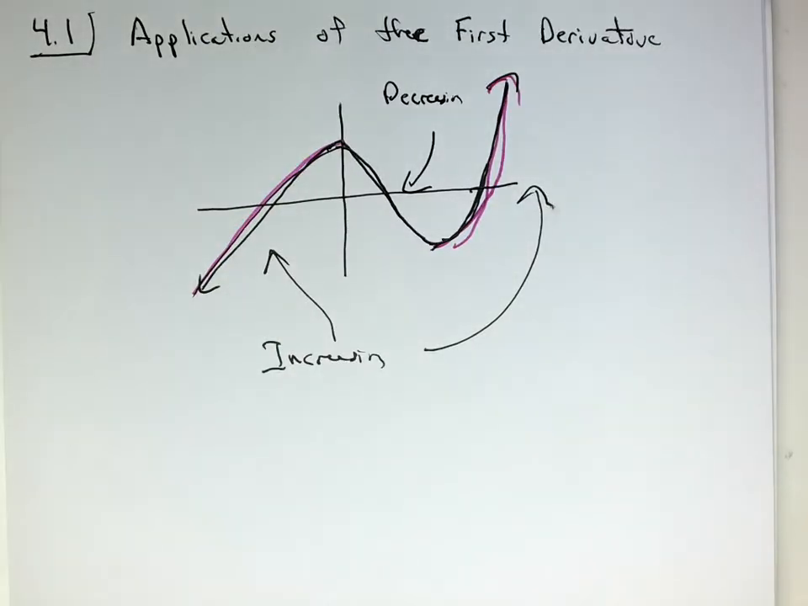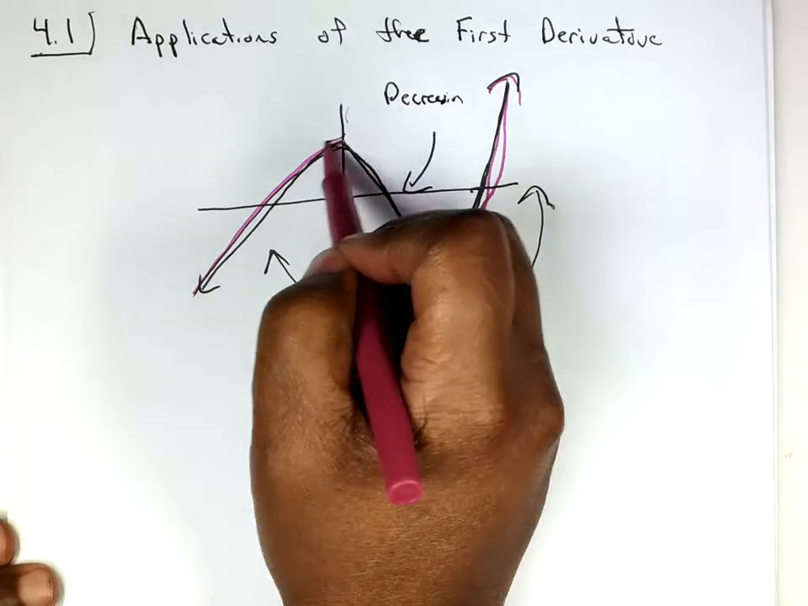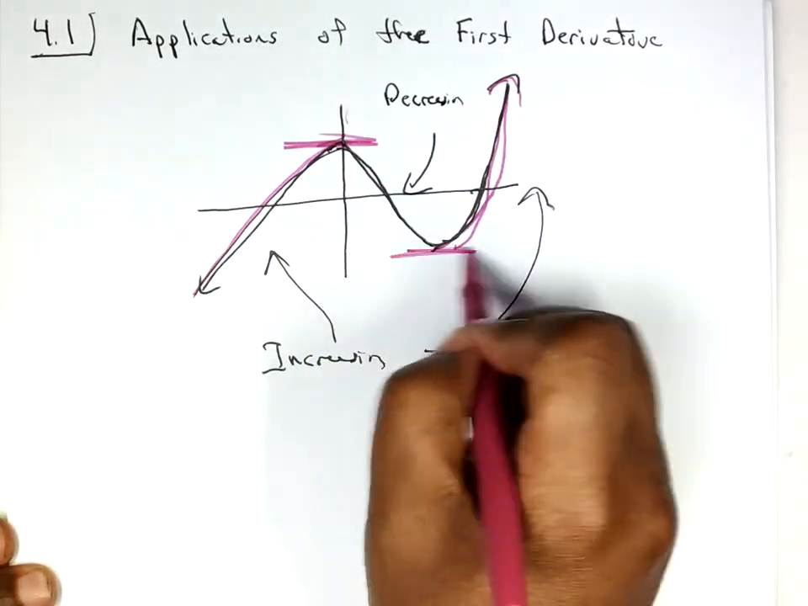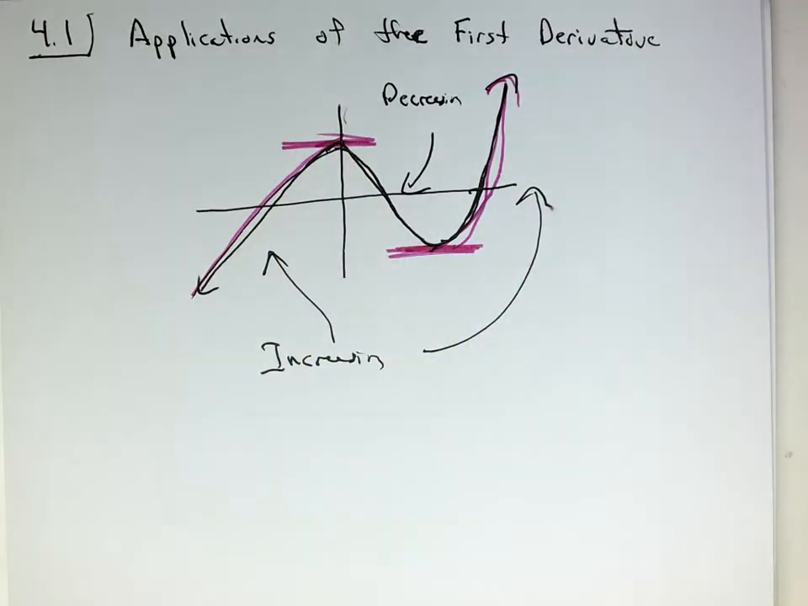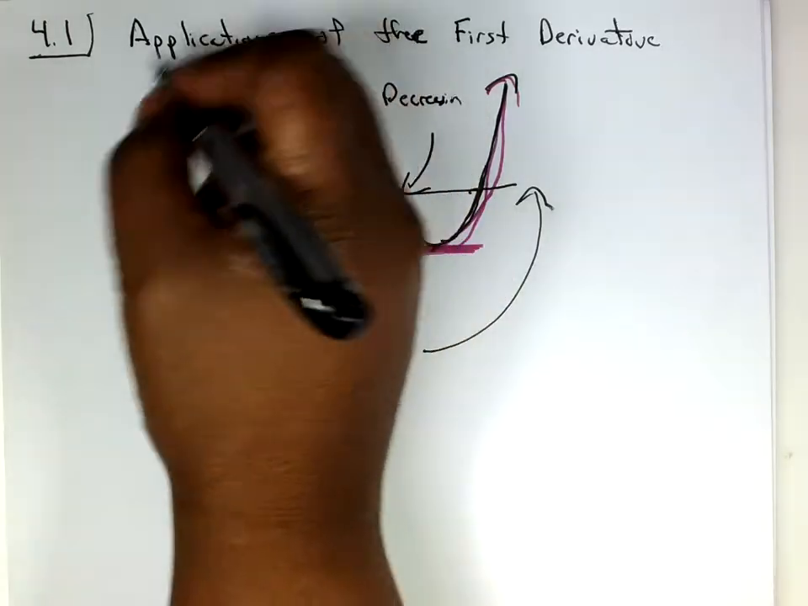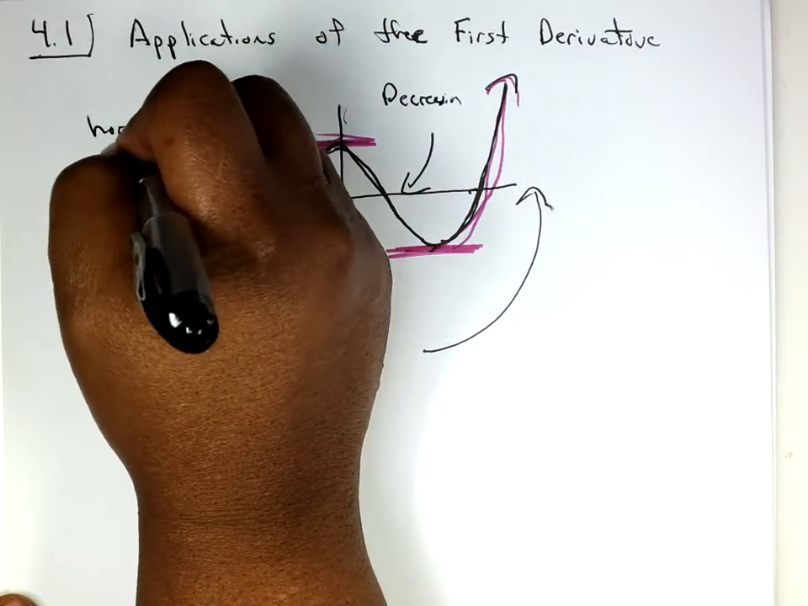And then what I have both here and here are horizontal tangents. So that's where the graphs change directions. So those are the horizontal tangents.